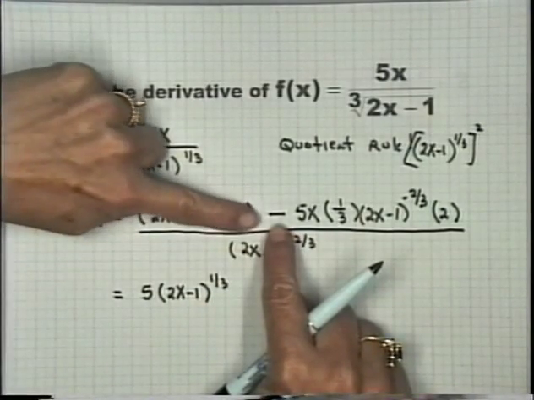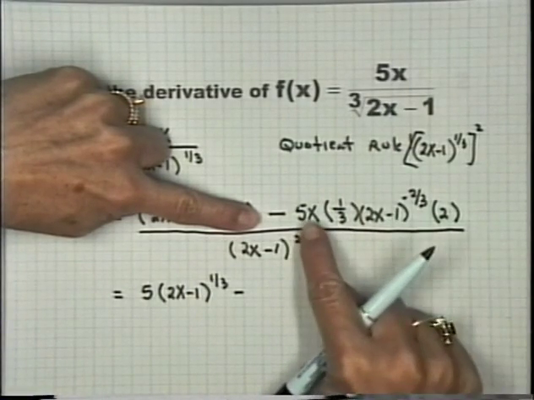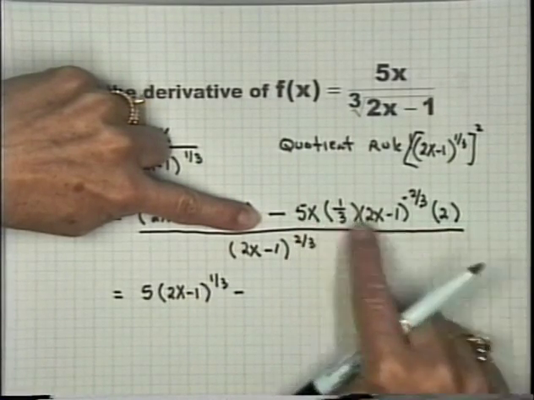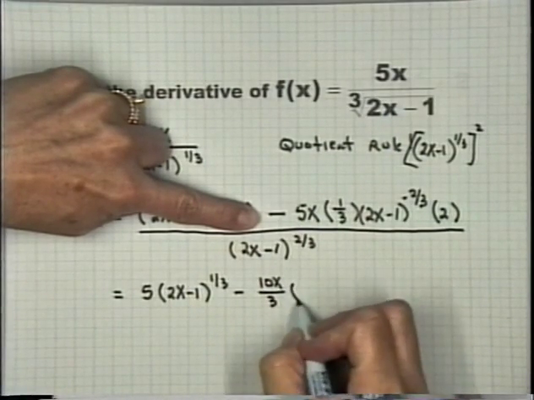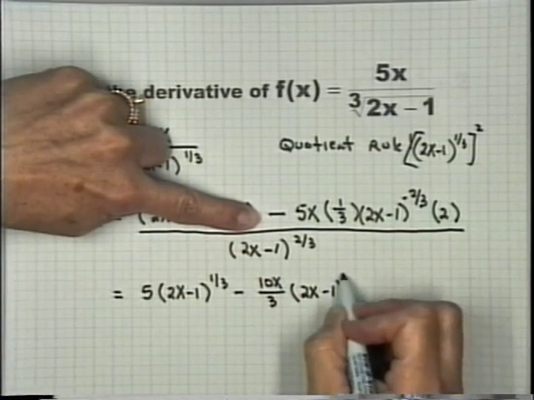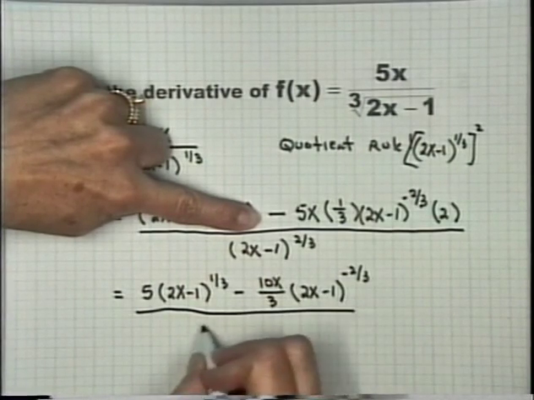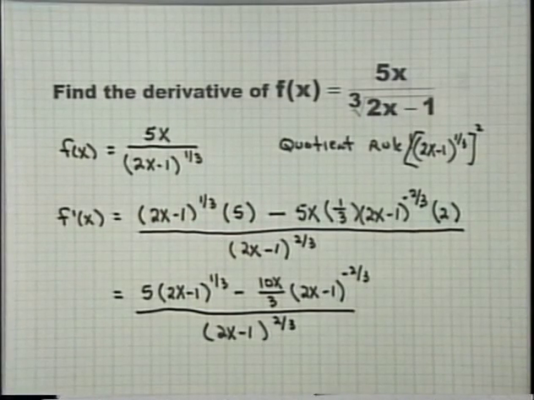Okay, after my minus sign here, notice this is all multiplied together, but this one has a power on it. So we can say 5x times 1/3 times 2. Okay, well 2 times 5x is 10x times 1/3 gives me 10x over 3 times the quantity 2x minus 1 to the negative 2/3. And then all of this is over the 2x minus 1 to the 2/3 power. Now, doing that just sort of gets everything in a place where I can get it together and start worrying about how else I need to simplify this problem.